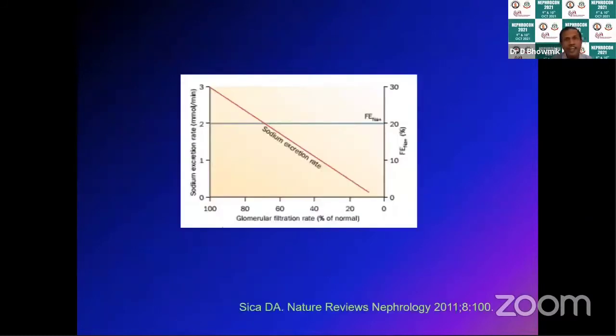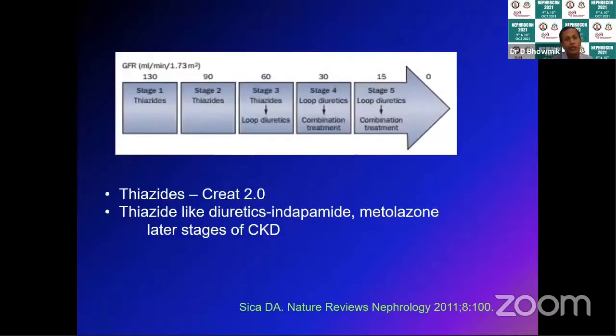So what happens in CKD? For my last couple of slides, as you see, as the GFR reduces, whatever diuretic you give, the sodium excretion rate falls. The fractional excretion of sodium, that means the fractional excretion per nephron, is still okay. In the functioning nephrons, they're still excreting 20%, but the overall sodium excretion rate goes down. In CKD, this was also discussed by Tushar. So then what do you do?